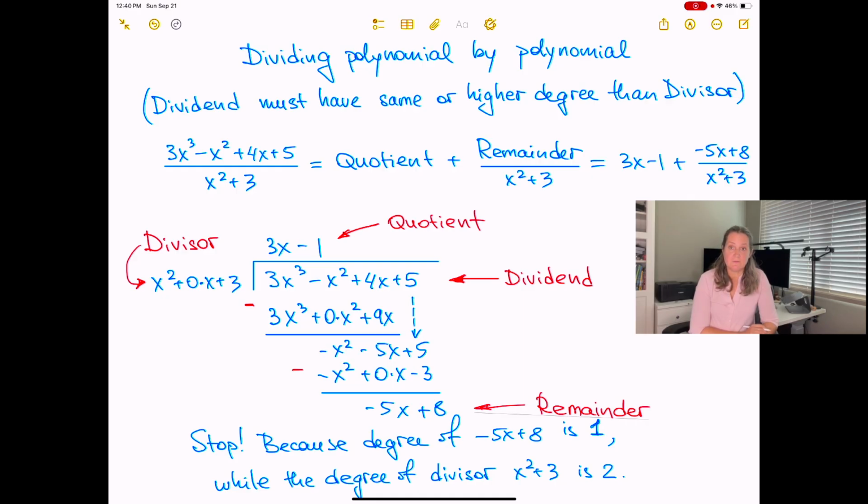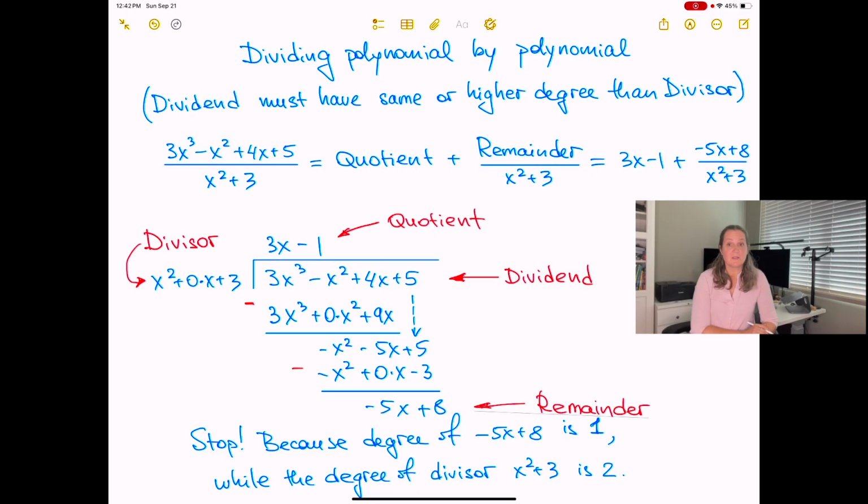Therefore, our rational function can be written as 3x minus 1 plus a fraction where in the numerator we have the remainder, minus 5x plus 8, and in the denominator is our original divisor, x squared plus 3. And this is all there is to the procedure of dividing a polynomial by a polynomial.